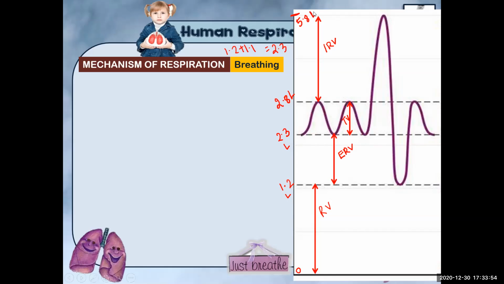Did you understand how this graphical representation is going on? 0 to 1.2 is residual volume. 1.2 to 2.3 मतलब 1.1 is ERV, 0.5 is TV and 3 liters is IRV. So this was all about volumes. Now let's talk about capacities.